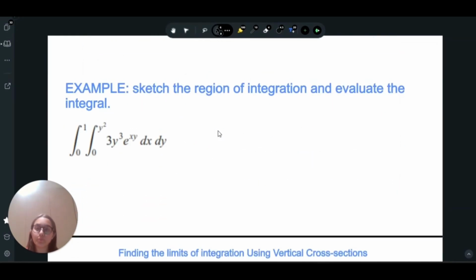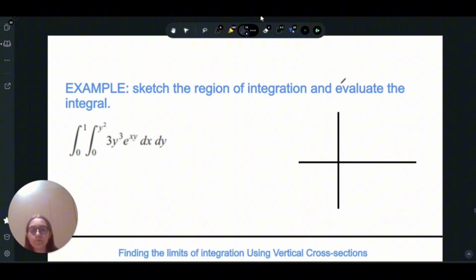Okay. This is an example. Here I should sketch the region of integration and evaluate the integral. So first, let's sketch this one. It will look like this. As you can see, y equals 1. So let's imagine this is 1. We will draw this line. This is 1.